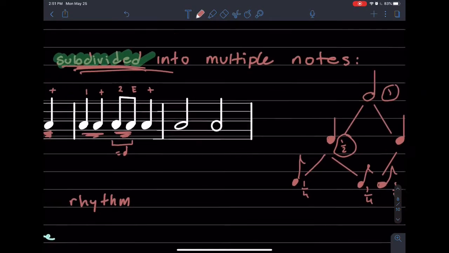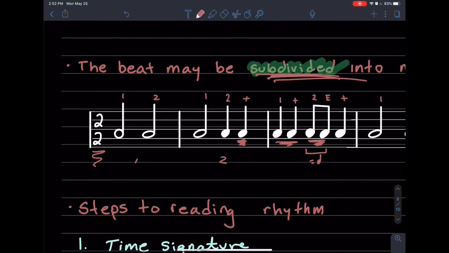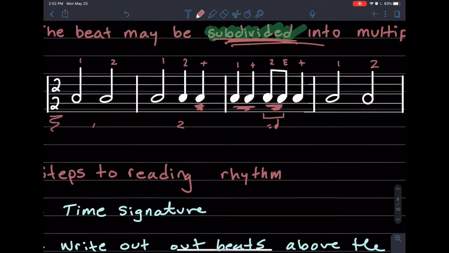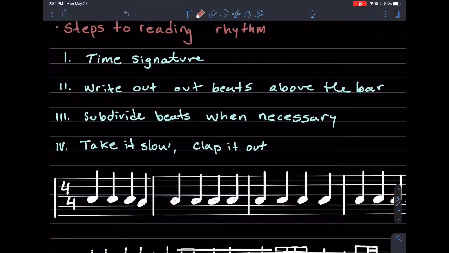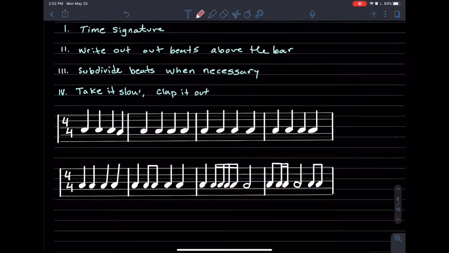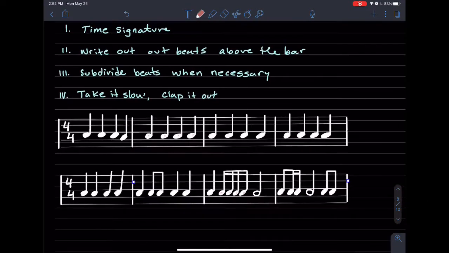Okay, and this last bar is very easy because it's just 2 half notes. It's the exact same thing as the first bar, so that looks great. We're going to apply these 4 steps that I mentioned earlier to counting out rhythms in a new time signature. So we're going to be operating in 4/4 time today.